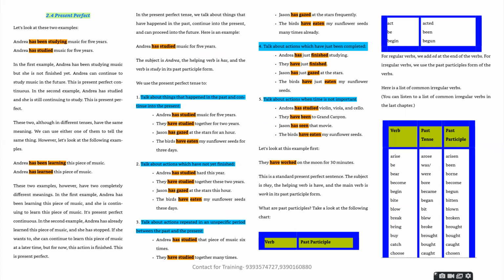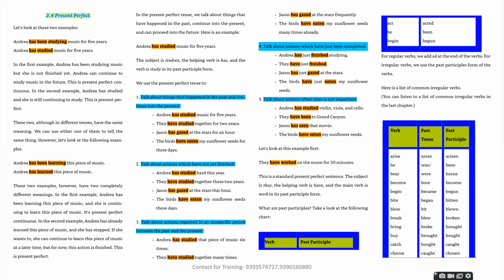Let's look at these 2 examples. Andrea has been studying music for 5 years. Andrea has studied music for 5 years. In the first example, Andrea has been studying music, but she's not finished yet. Andrea can continue to study music in the future. This is present perfect continuous. In the second example, Andrea has studied and she is still continuing to study. This is the present perfect. These 2, although in different tenses, have the same meaning. We can use either one of them to tell the same thing.